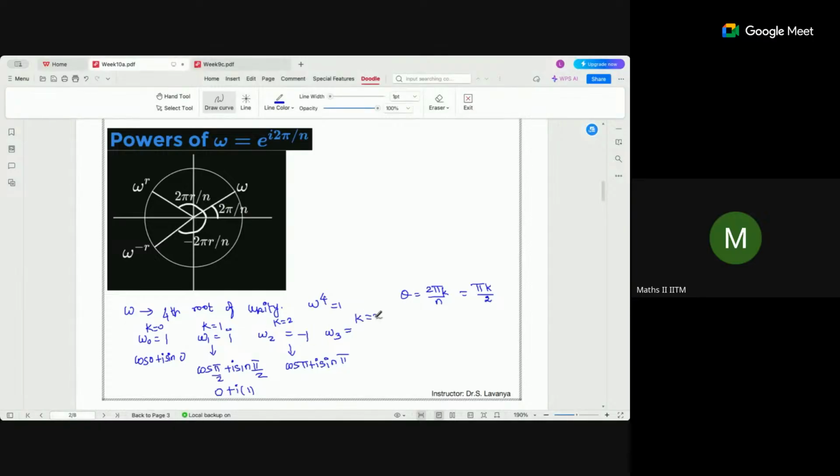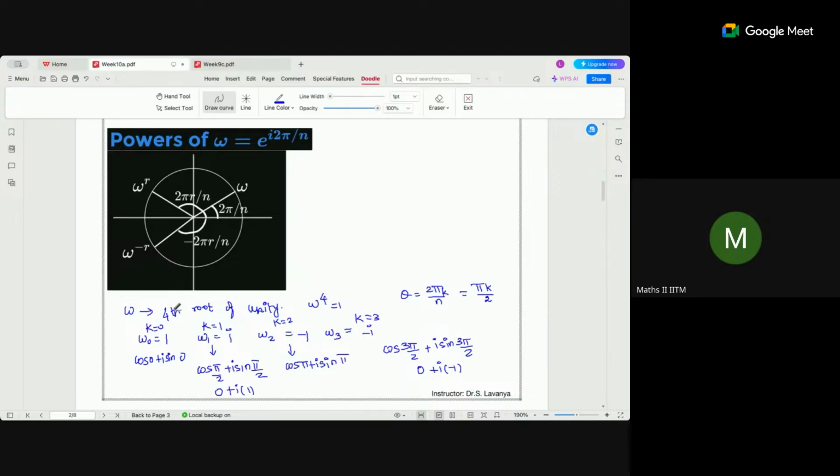And the last one, k is equal to 3. So here you have cos 3 pi by 2 plus i sin 3 pi by 2. What is cos 3 pi by 2? It is 0. And sin 3 pi by 2 is minus 1. So you will have 0 plus i times minus 1, which is minus i. So you see omega naught is 1, omega 1 is i, omega 2 is minus 1 and omega 3 is minus i. So these are the nth roots of unity for n equal to 4.